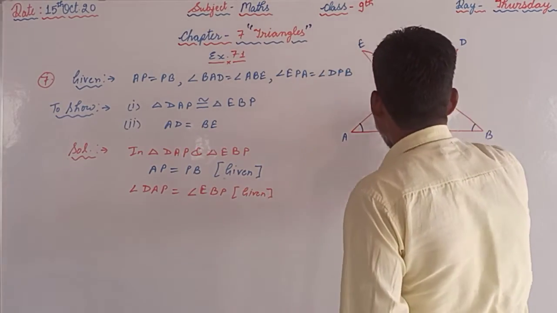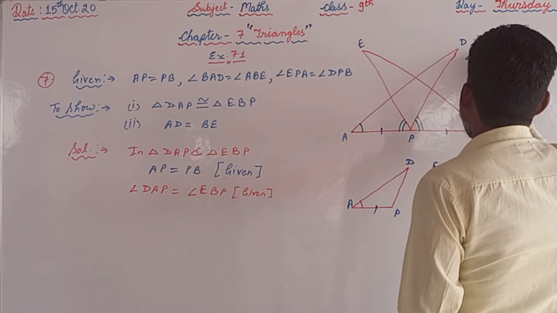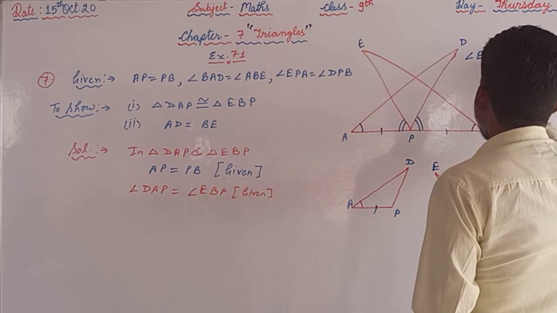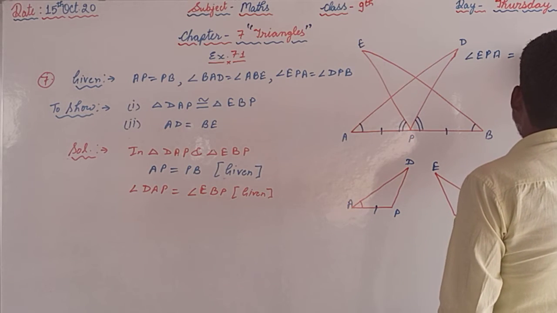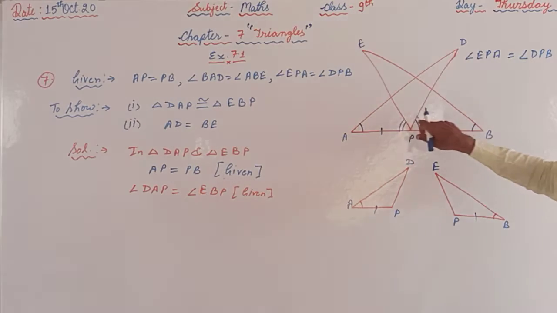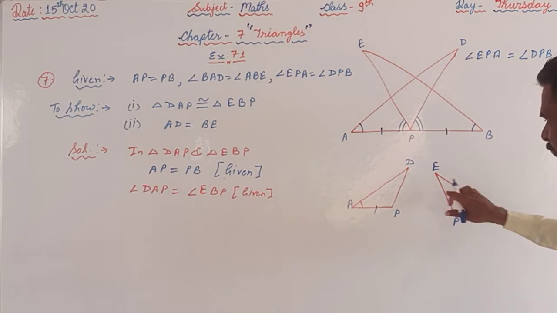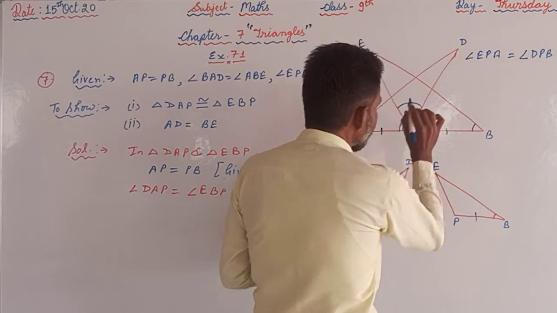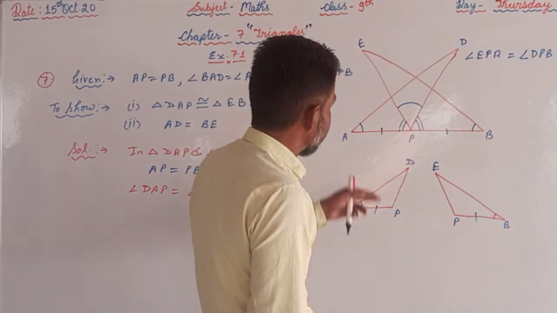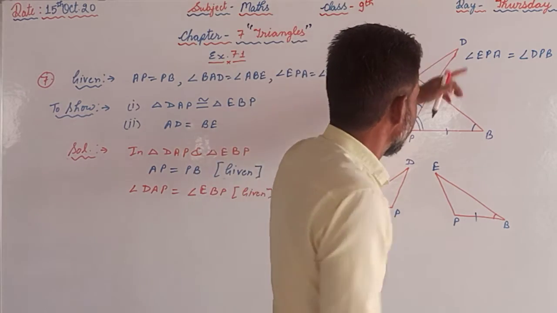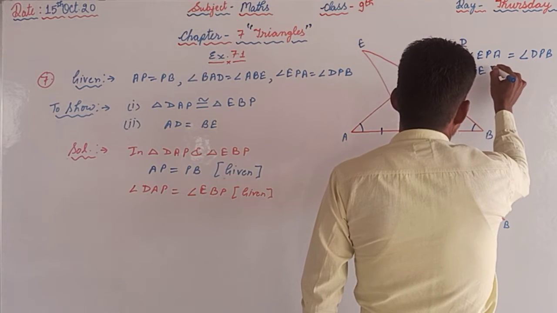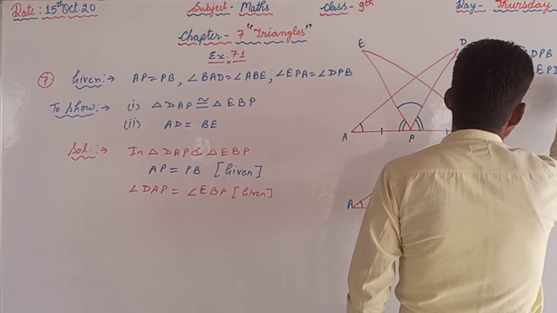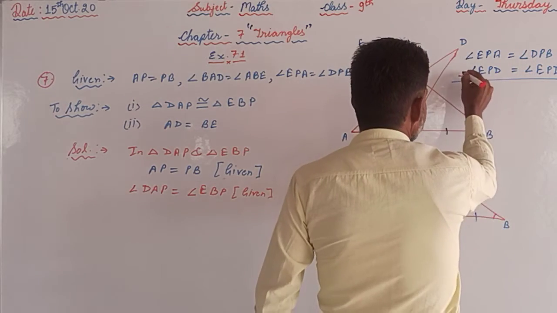So here this angle is given equal, angle EPA equals to angle DPB. This angle is equals to this angle. Now in these two triangles that angle is not there, so we are supposed to include this angle on both sides, means angle EPD. Angle EPD we are supposed to add here, and angle EPD we are supposed to add on both sides.